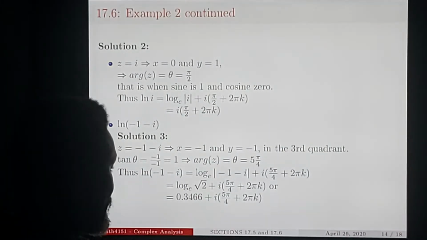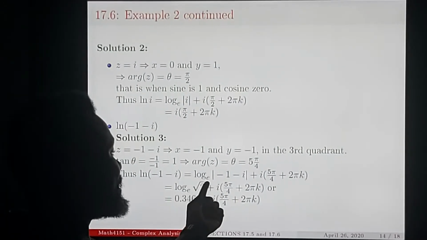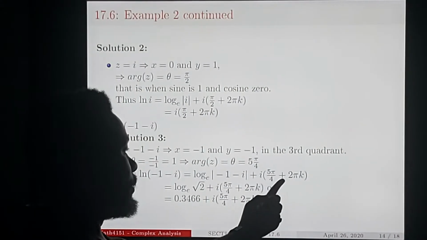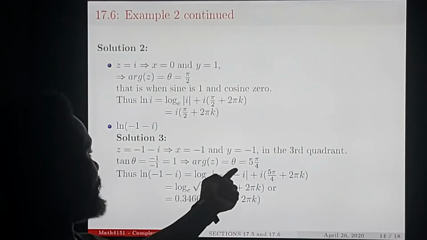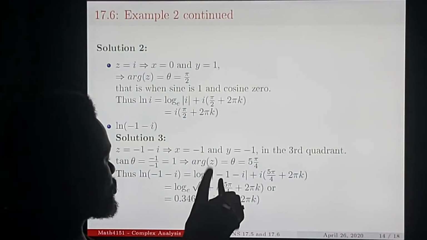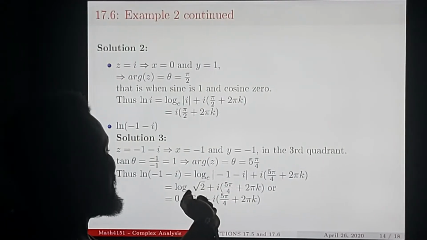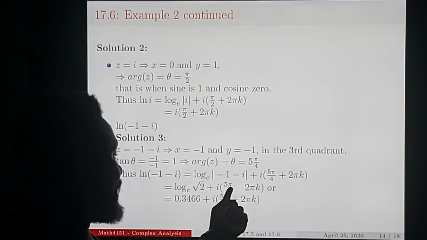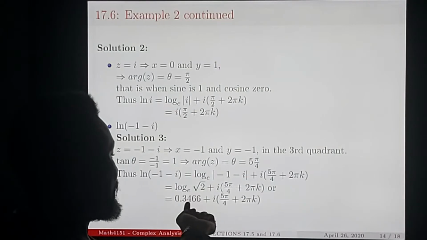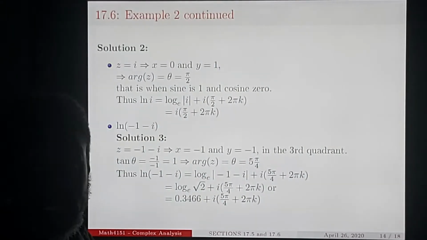So that's now the logarithm: ln of minus 1 minus i will be log to base e of the modulus of this plus i times the argument, which is 5 pi over 4 plus 2 pi k. The modulus is just this squared plus this squared, square root. So it's 1 plus 1, square root, which is root 2. So it's log to base e of root 2 plus i(5 pi over 4 plus 2 pi k). You can leave the answer like this. You don't need to compute this. That's that, ladies and gentlemen. We're just using a formula.